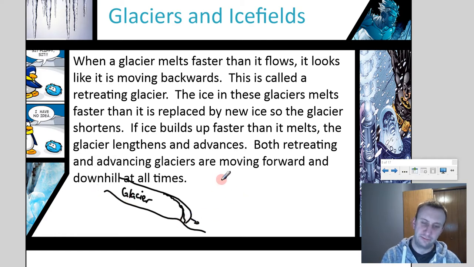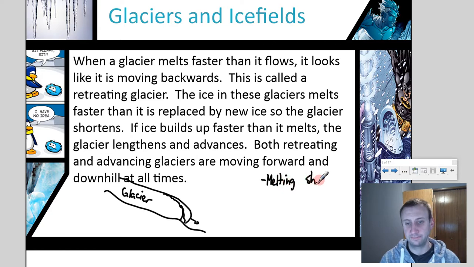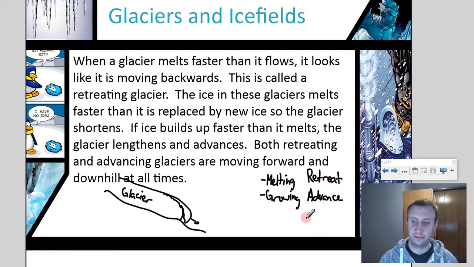So you have two rates, or really three factors at play here. You have the melting, which is causing it to retreat. I don't like saying shrink here, I'm going to say instead retreat. Then I have the growing, which is causing it to look like it's advancing. And then finally, I have the going downhill, which is causing it to advance.